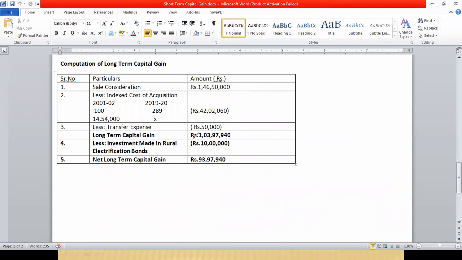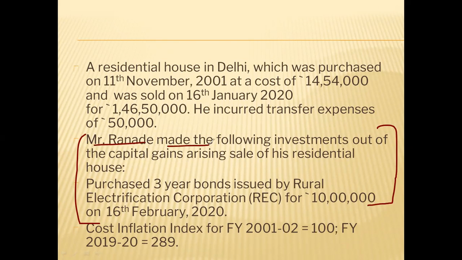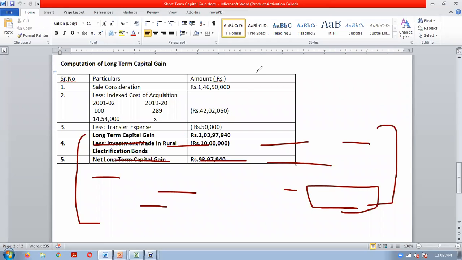So see, here Mr. Ranade wants to avoid paying tax on this huge amount. What he can do, either he can invest this amount in new house property or he can invest in some bonds, etc. If you see, one detail is given in the question. Read this part. Mr. Ranade made the following investment out of the capital gain arising from the sale of his residential house. So he has invested in a rural electrification bond for 3 years. 10 lakh rupees he has invested. Okay, so if he's investing in a rural electrification bond, that much benefit he will get.